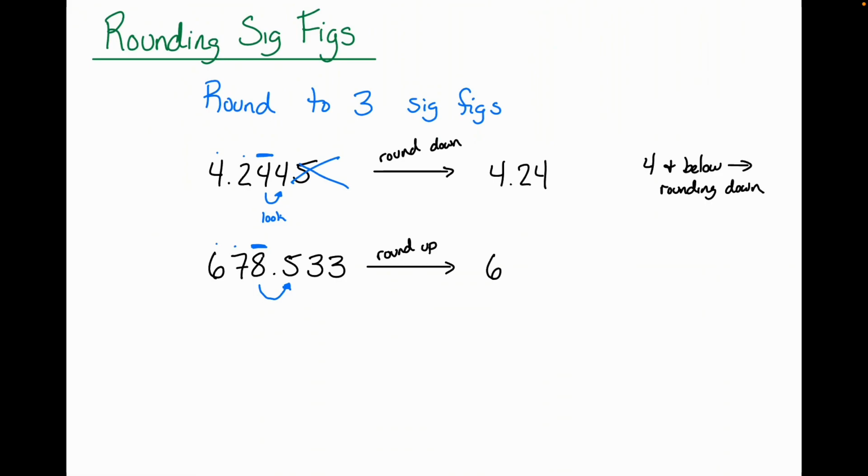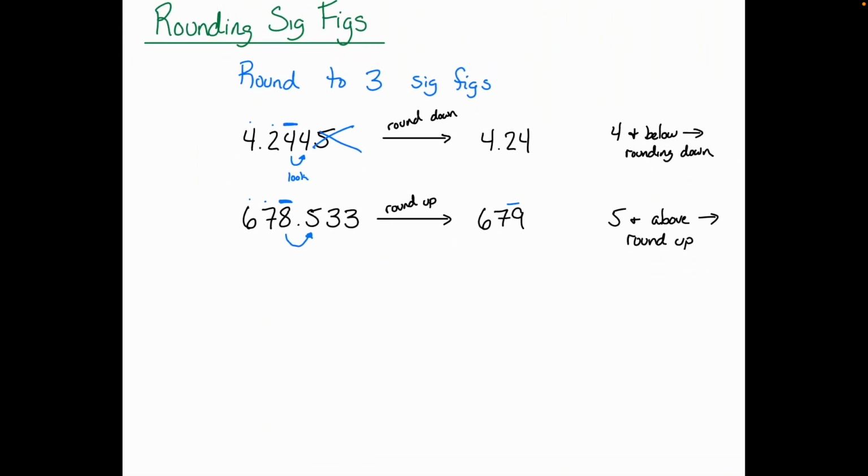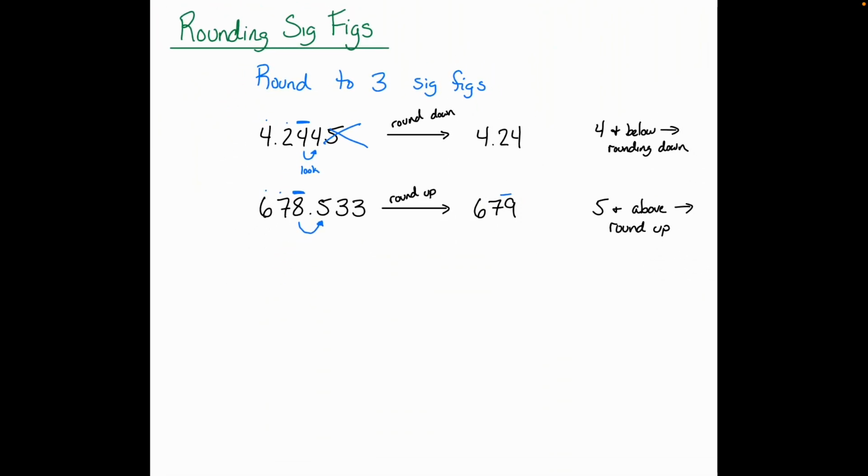Meaning that 8 is going to become a 9 here. So 6.79. So 5 and above, that's when we round up. Okay? Nothing too crazy? All right. So let's do a few examples here. I want you guys to try to do these on your own, and then we'll work through them together. All right?